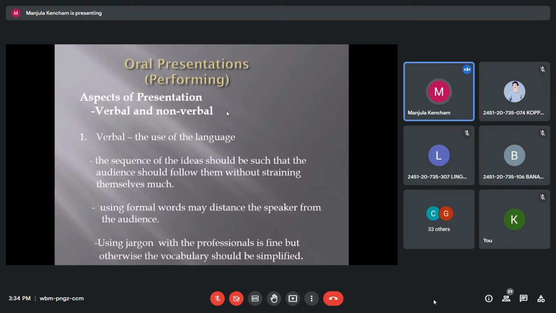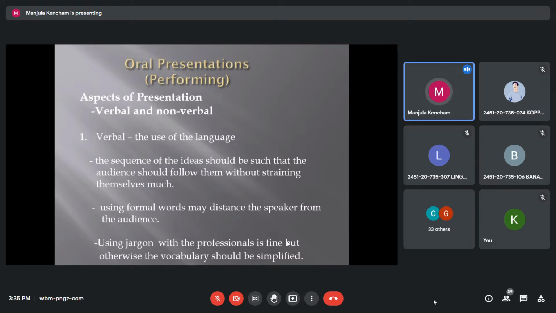So, sequencing your ideas is important. Using the appropriate linkers is important. Using high-sounding formal words that would threaten the audience, or that would unnecessarily create a greater distance from the speaker, is to be avoided. And jargon is something which I think I remember having mentioned in our previous discussions. Technically related terminology is nothing but jargon. What we say is vocabulary in simplistic words.